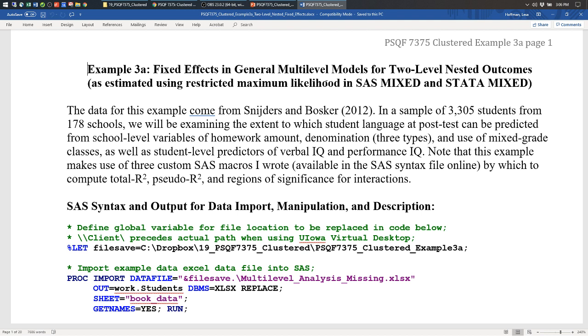Homework amount is what it seems to be, although it looks like a Likert scale average of some kind, and goes from 1 to 5. Denomination, which is school type, is categorical, and nowhere on their website or in the entire book could I find what that means. So I'm just going to call it type 1, type 2, and type 3, because whatever. I wanted you to have a categorical variable to play with. Whether or not the classes are mixed grade is the other school level variable that we'll have here.